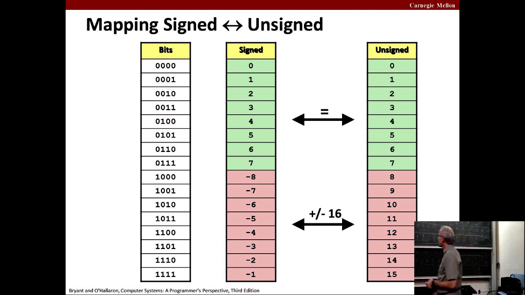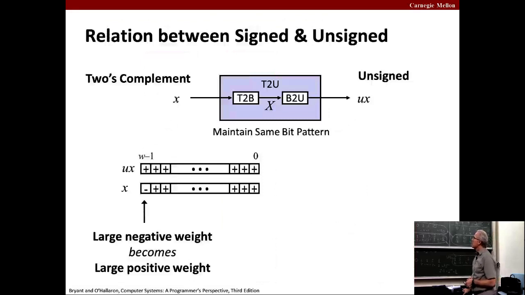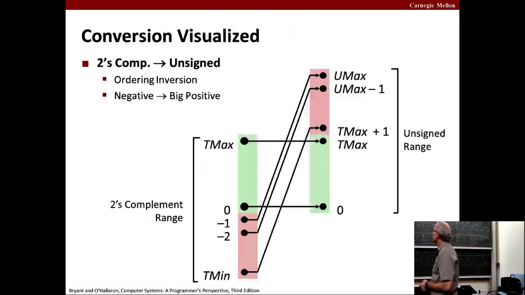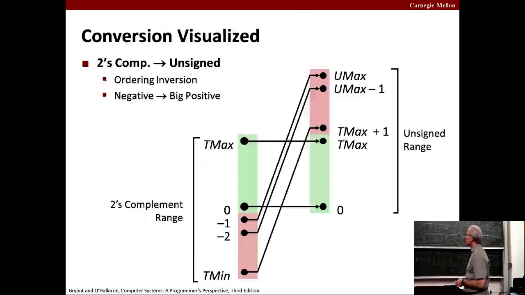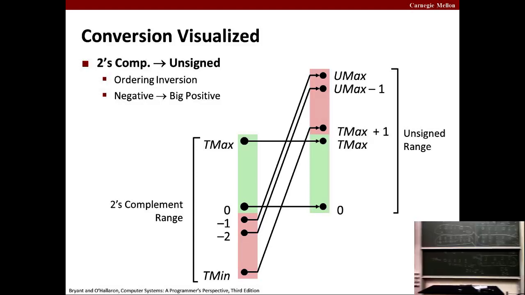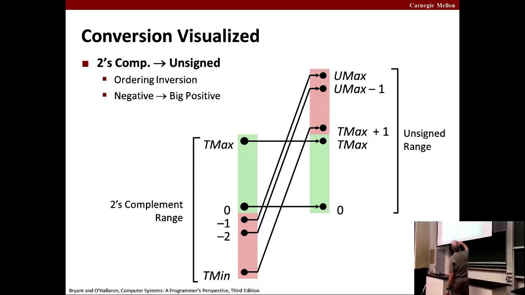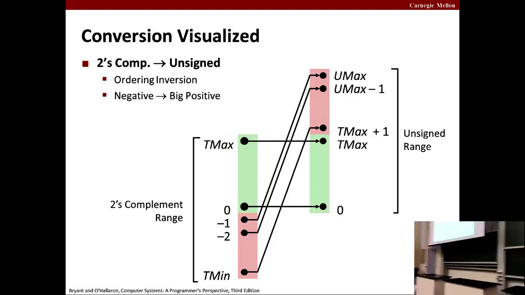And as I mentioned, the difference for the numbers where the higher order bit is a 1 will be by a factor 2 to the w, where w is the word size. And so this can be thought of as a function where, let me just draw it out.